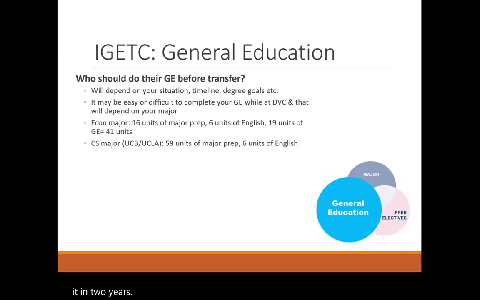We have students that stay 2.5, 3 years. And again, talk to counselors early and often so that we can really find a timeline and a schedule that's going to make the most sense for you.